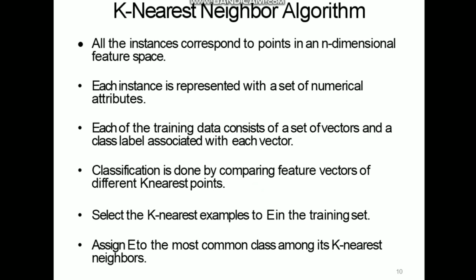The instances correspond to points in an n-dimensional feature space. Each instance is represented with a set of numerical attributes. Each of the training data consists of a set of vectors and the class label associated with each vector. Classification is done by comparing feature vectors of different nearest points. After that, select the k nearest examples to E in the training set. Assign E to the most common class among its k nearest neighbors.